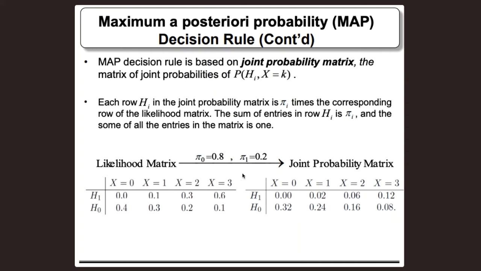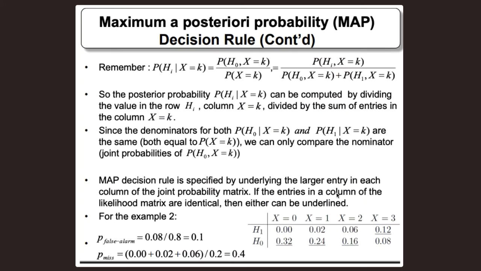probability matrix. We can calculate a joint probability matrix from the likelihood matrix by simply multiplying the respective rows with the respective pi values. Here, this is the likelihood matrix that we have and this is the joint probability matrix. We can just multiply the H1 row with pi 1 in order to get this joint probability matrix. Same for the H0 row. We have to multiply 0.8 with this whole row to get the H0 row. So this is called the joint probability matrix.